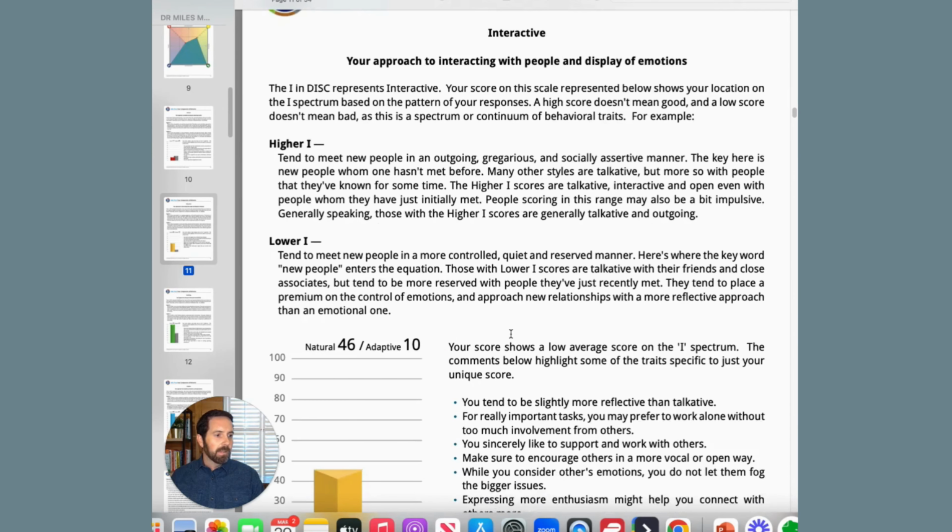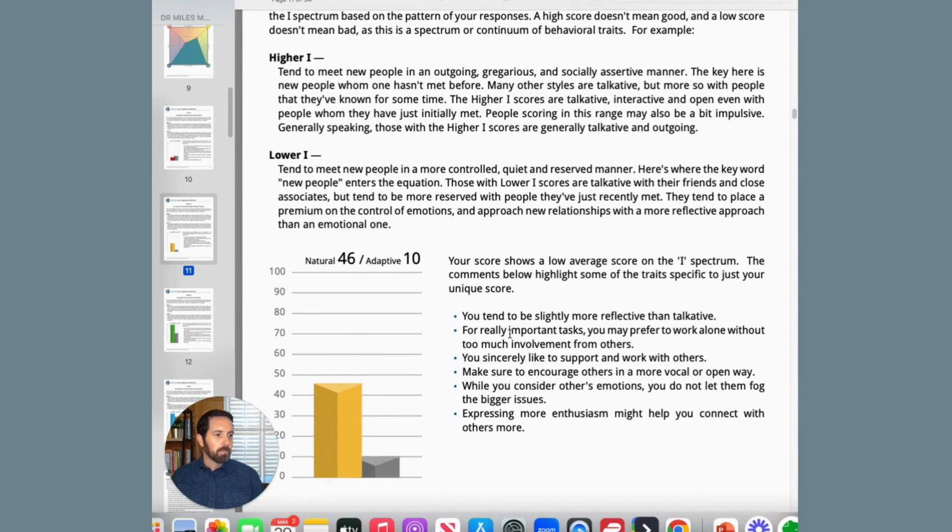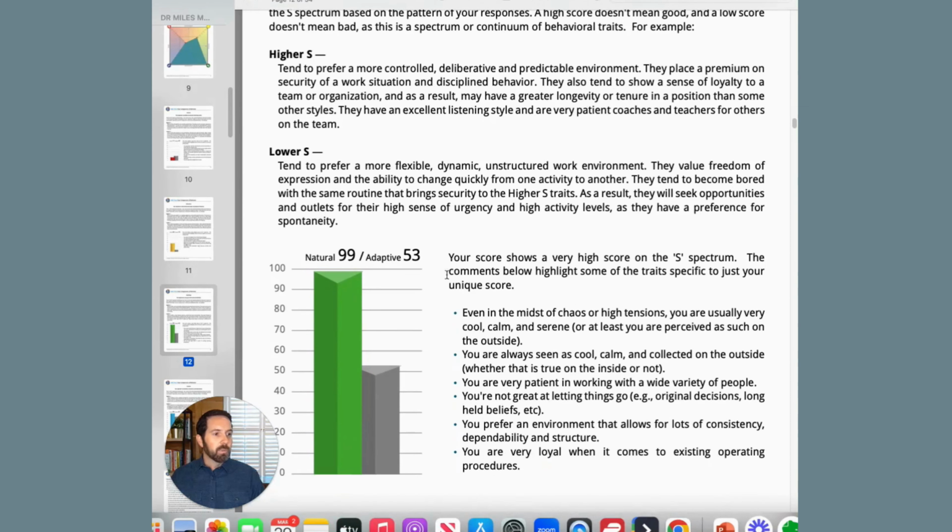Same thing with the I. Which one of these would be important for you? You sincerely like to support and work with others. That may be one that you genuinely like. You tend to be slightly more reflective than talkative. That may mean if you're in a position of leadership and you need to step up and be more involved, that's something that might be challenging to you. So that would be an example there. Generally, when you get in these ones where you're higher, they're all going to look like they're of value to you, not a lot of challenging things, but that doesn't mean that they can't be.